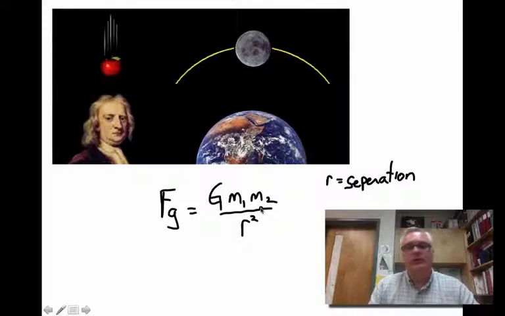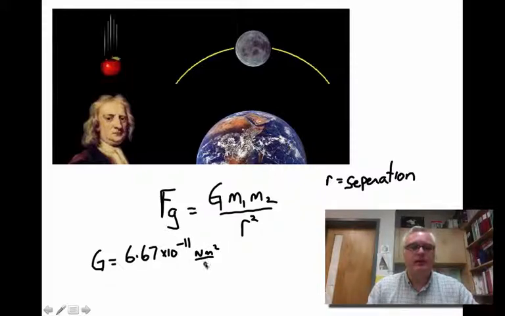So the Earth and the Moon, the Earth and the Sun, me and the Earth, me and this pen, they all have a force, a gravitational attraction to each other. Okay, so this force of gravity is always an attractive force. And this other constant here, G, is the universal gravitation constant. You can look it up on your formula sheet. It's 6.67 times 10 to the negative 11 Newton meters squared per kilogram squared. Okay, and it's the universal gravitation constant.